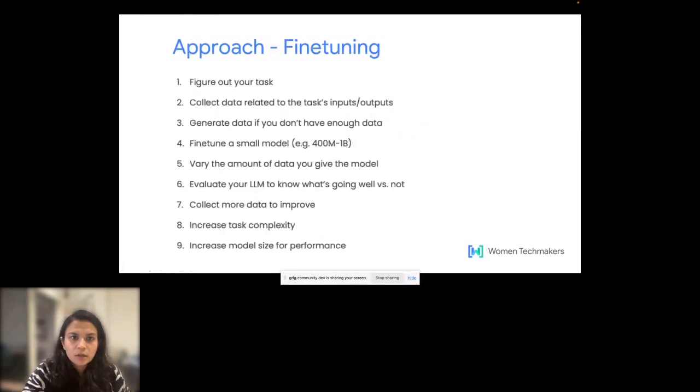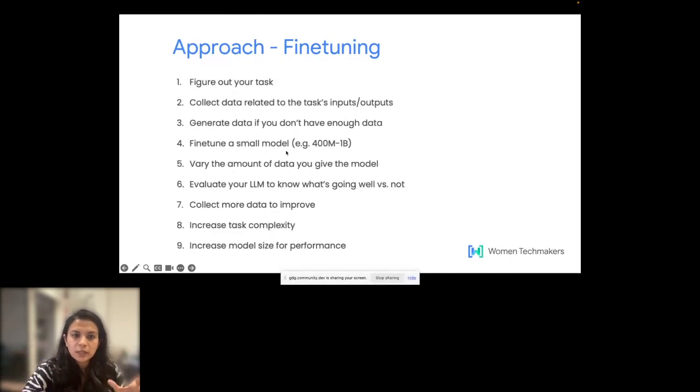So then, moving on, approaching fine tuning. I'm just going to wrap up the session with what approach you should take while fine tuning. The first and foremost thing is to figure out the task which the pre-trained model is not good at, or the task which you want the model to perform really well. Then collect the data related to the task's input and output. And if you don't have enough data, generate the data. You can take another model's help to generate the data as well, right?